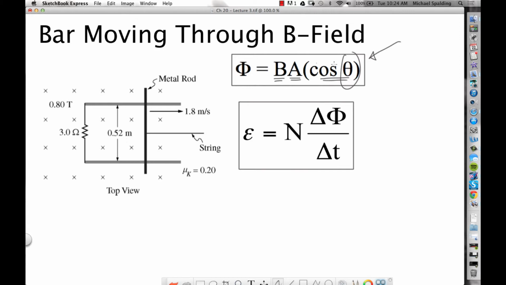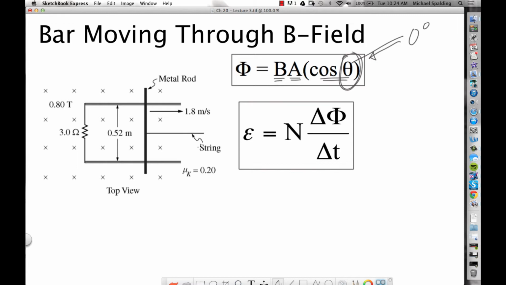What's theta going to be for this situation here? 0 degrees, because look, the normal line to the loop is sticking straight at us, right? It's perpendicular to the loop, and then the field is going straight in. So the angle between the field and the normal line is 0, and cosine of 0 is 1. That's the maximum possible flux.